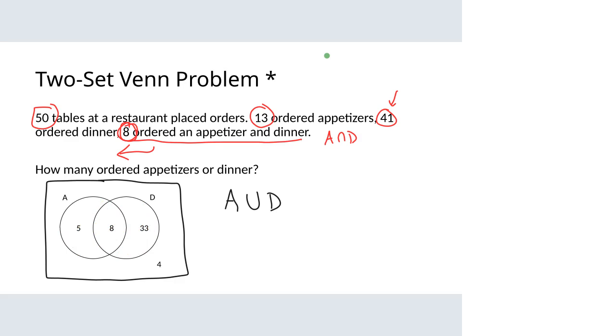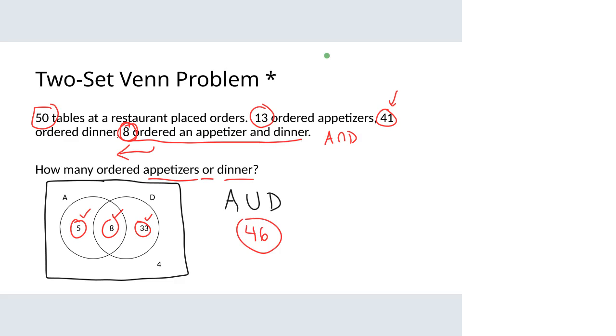Others may say appetizers or dinner. Well, appetizers, I want to count everybody in there, or I want to join it with the people who got dinner. I want to count everybody in there. I'll add those up. 5 plus 8 plus 33, that's 13 and 33. 46 people ordered appetizers or dinner. That was our most common answer, which is good.